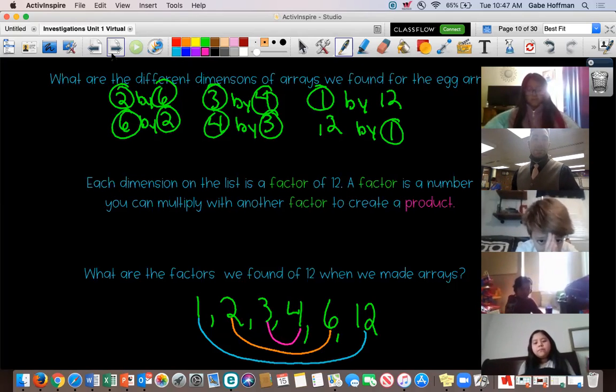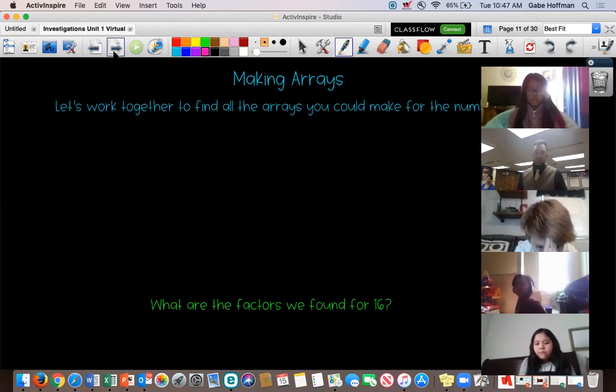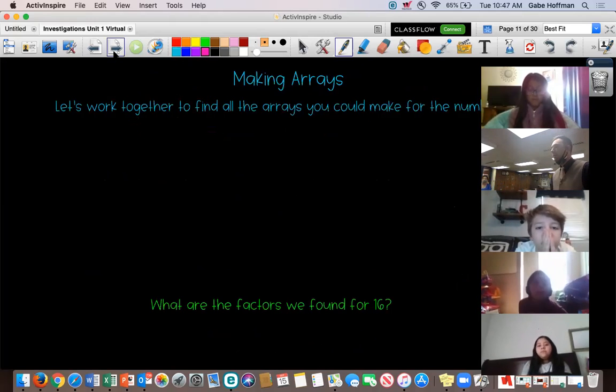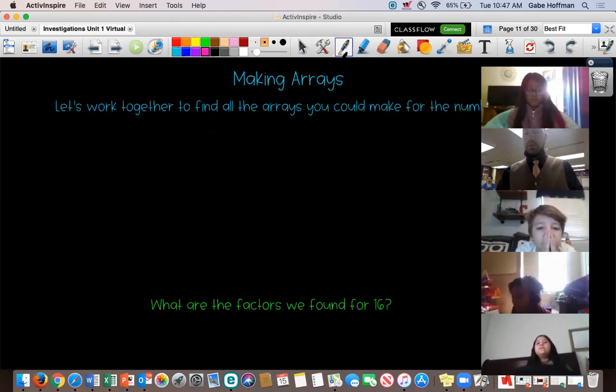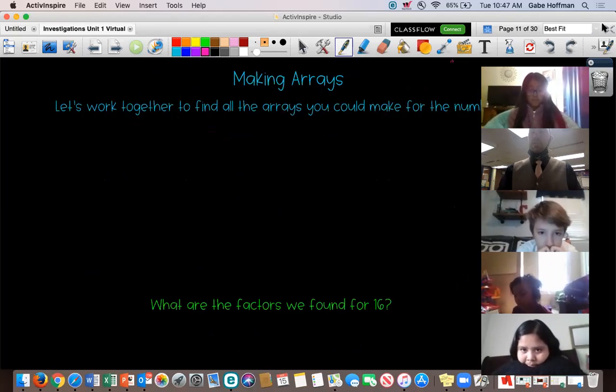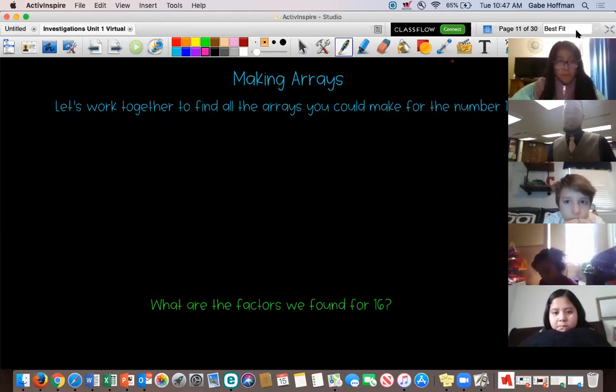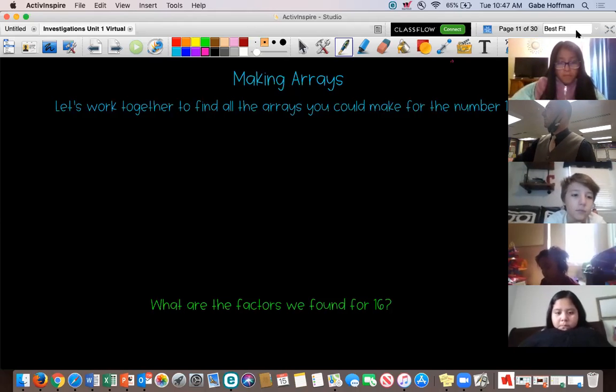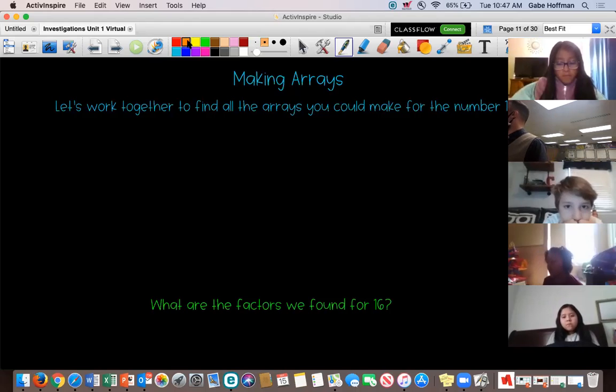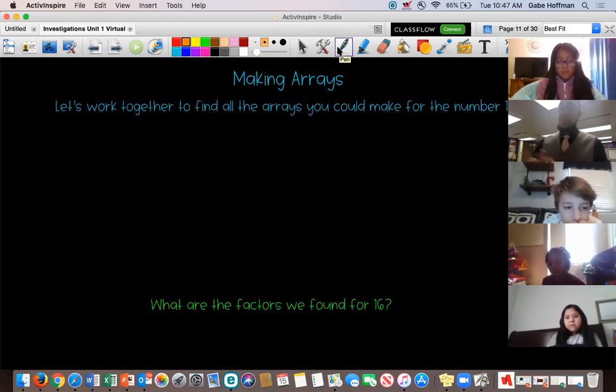So now I'm going to do an example of what your job is going to be today. Your job today is going to be making arrays for a number and trying to find all the factor pairs for that number. So for example, I have 16. If I was making an array for 16, we always know one factor pair is going to be that number and 1. Like last number we had 12, so one factor pair is always going to be 12 and 1.